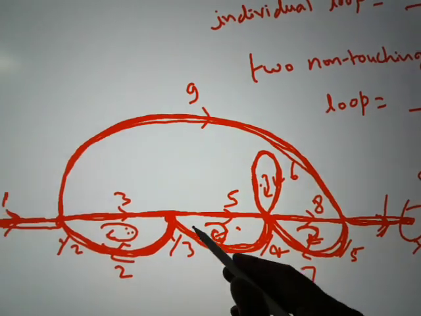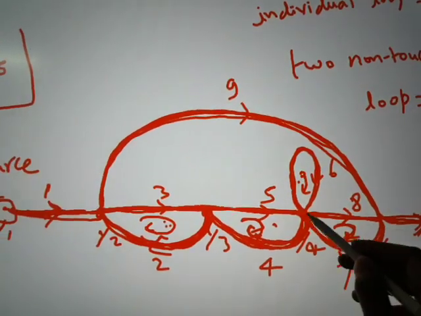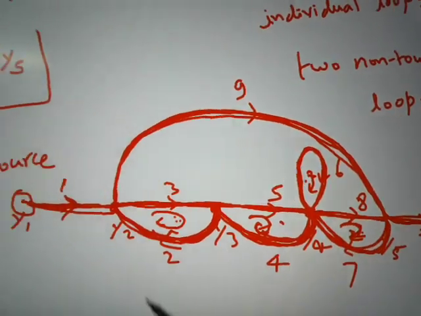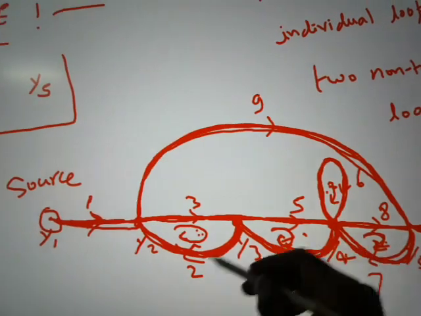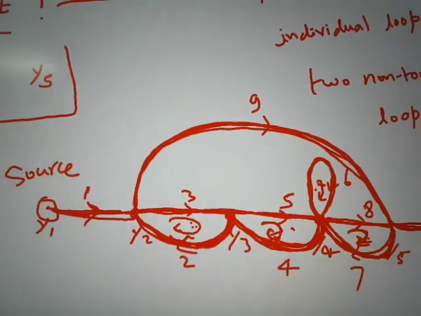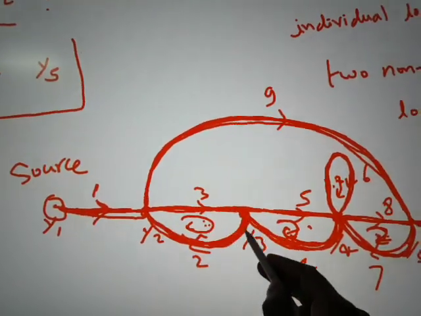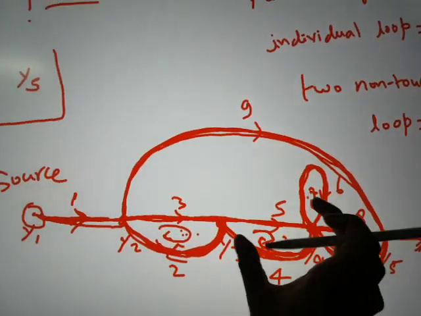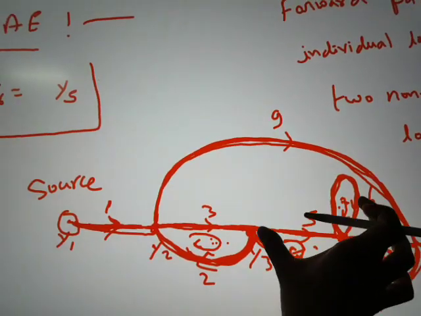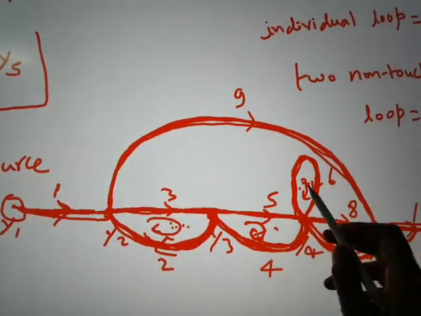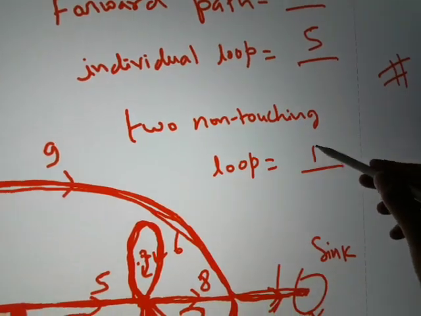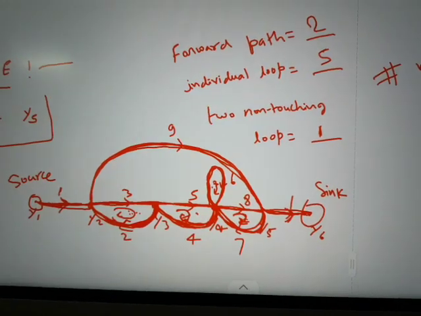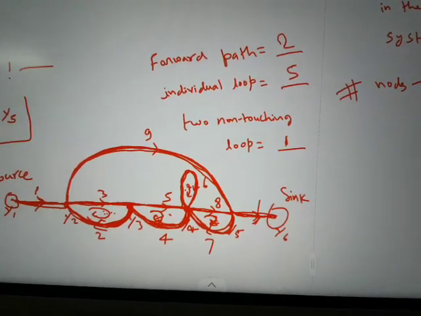Now see, for this loop and this loop we have a common node. For this loop and this loop we have a common node. For this outer loop also there are common nodes. So here only this loop and this loop are non-touching loops, because there is no common node between these two loops. So we have only one pair of two non-touching loops. Okay, understood? That is how we find the individual loops and two non-touching loops.